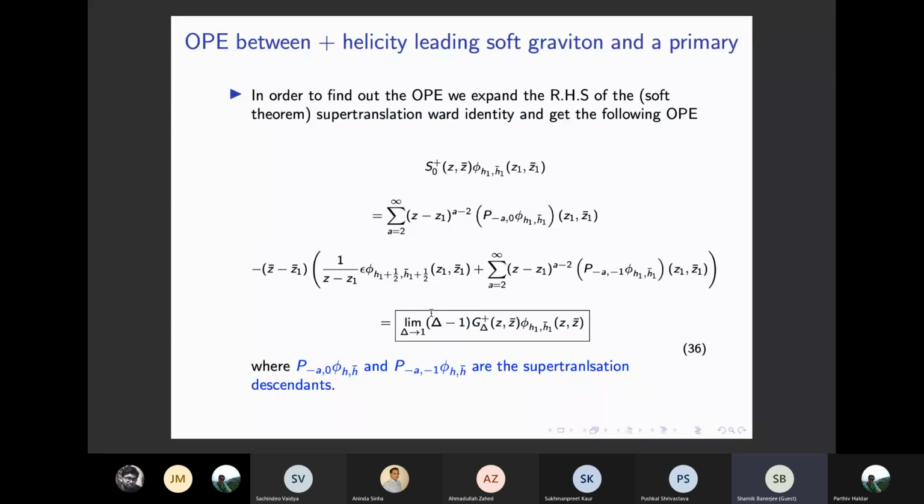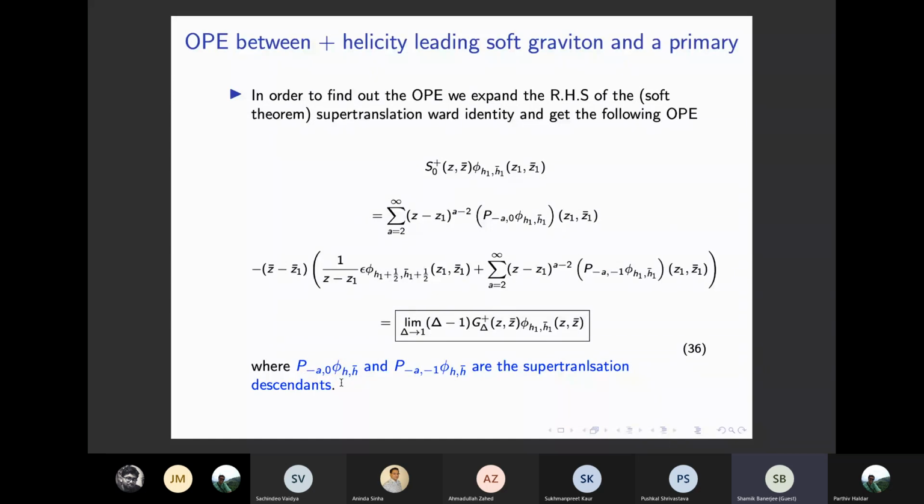Okay. So now we can play the same game. Basically, I want to find out the OPE between the leading soft graviton, which is S plus naught z z bar, and phi, and that has this form. So that can be written in this form. So these are the modes of these. So these are the super translation descendants of these fields phi. And that's what is here.